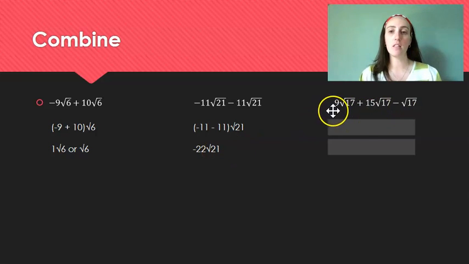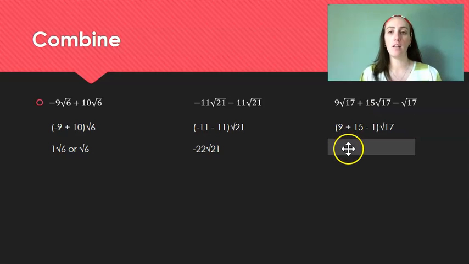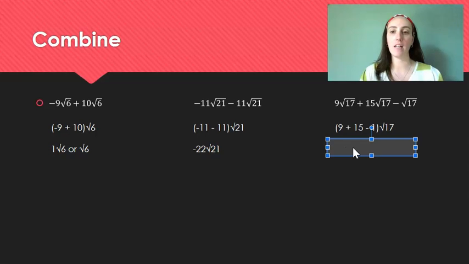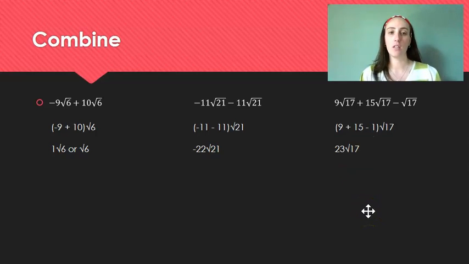This one is a little interesting because we now have 3 terms that we're combining, but we do the exact same thing because all 3 of these have the same radical. They have the same index and the same radicand. We're just going to add the numbers out front. So we have a 9 out front, we have a 15 out front, and then this is a negative 1. When we don't see that number, just like in the first example, it's a 1. So we take 9 plus 15 minus 1 and put that together with the square root 17 on the end to give ourselves a final answer of 22 square root 17.